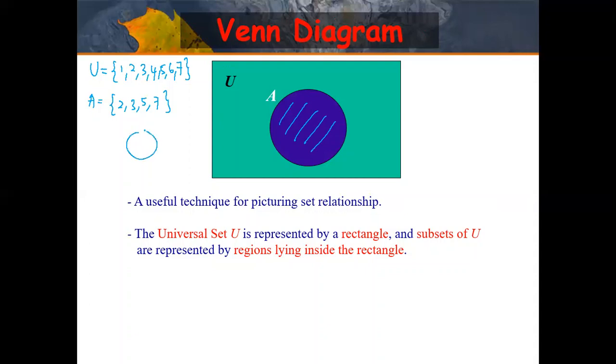Like I said, you need a circle and a rectangle. U is here, and set A. We fill in the elements in the circle first. You must put a dot in front: 2, 3, 5, 7. A dot in front means it is an element of set A. If there is no dot, it means something else. So please put a note: a dot in front of the elements.